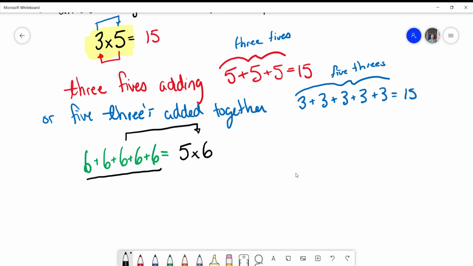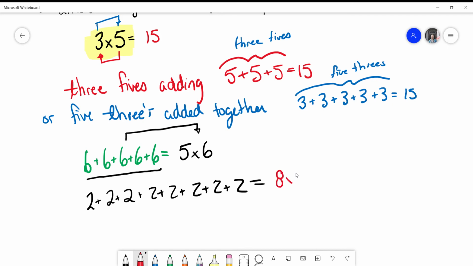Or if you can imagine, 2 plus 2 plus 2 plus 2 plus 2 plus 2 plus 2 plus 2. We can go on forever, right? And you look at this and your teacher can say, write this in terms of multiplication. So you say, okay, how many 2s are there? 1 2, 2 2s, 3 2s, 4 2s, 5 2s, 6 2s, 7 2s, 8 2s. So it's 8 times 2, which we know is 16.